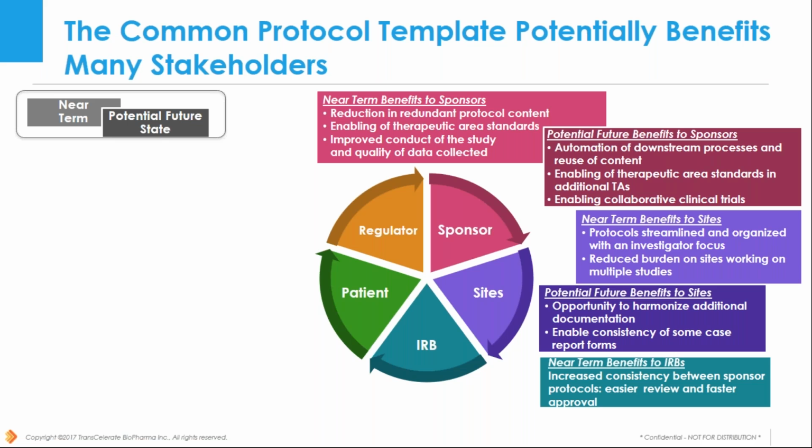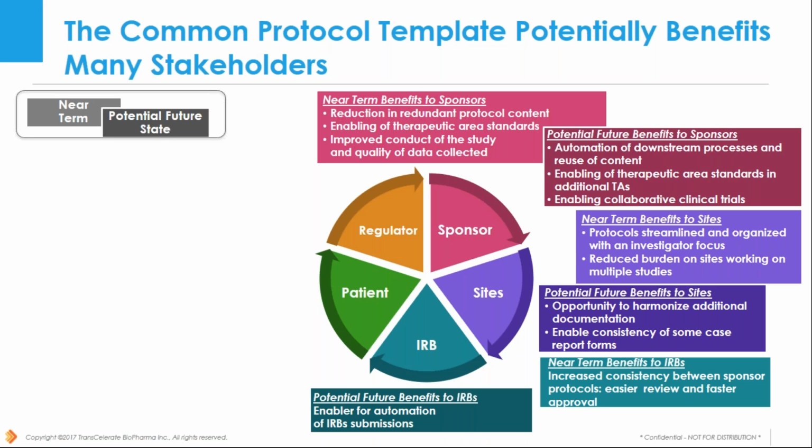Institutional review boards or ethics committees would enjoy the same benefits as the sites. Finding the same information in the same location in protocols written across multiple sponsors could facilitate their review of protocols. And over time, common content will also support easier automation of IRB submissions.